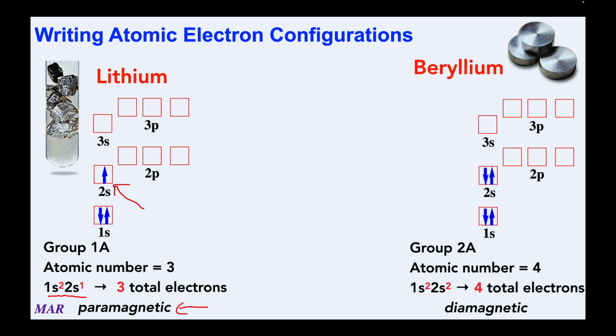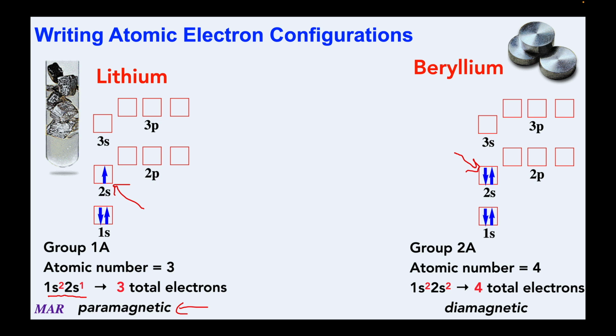Beryllium, right to the other side of lithium. Beryllium has 4 electrons total. That has the same electron configuration as lithium, but with 1 more electron. Now, to put an electron in the 2p box would be higher energy, so it's better to have a spin down in the 2s orbital. So beryllium would be 1s2, 2s2, 4 electrons total.